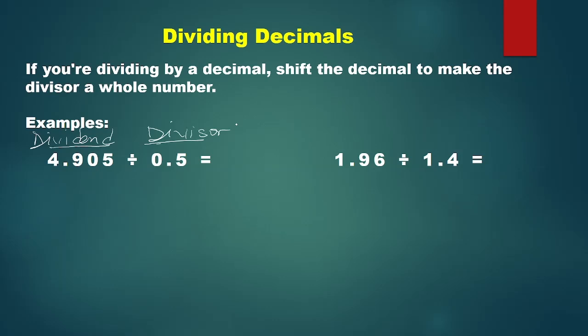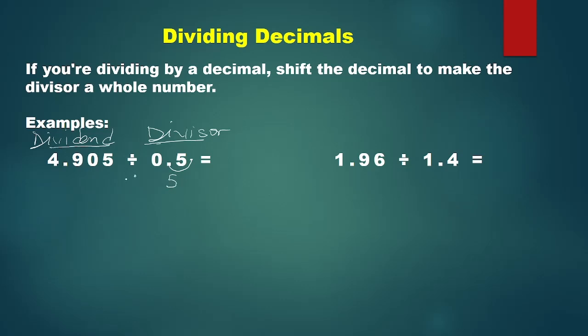Now, note that your divisor must always be a whole number for you to be able to divide. So how do we make the divisor a whole number? It is by moving the point on the divisor to the right until it gets to the end of that number. So in this case, I just have to move the decimal point once. So the point is now here. It means that this becomes just 0.5, which is the same thing as 5.